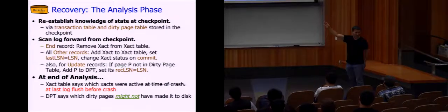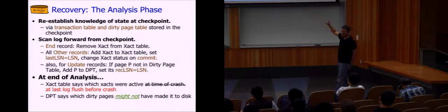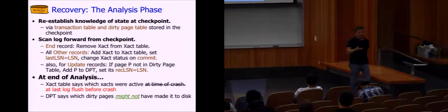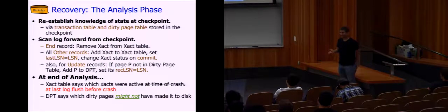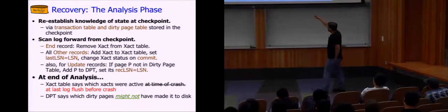That's just gone. So what this is telling you is what transactions were active at the last log flush before the crash, which is the last recorded history of this database. Right? Okay? That's what the transaction table tells you.